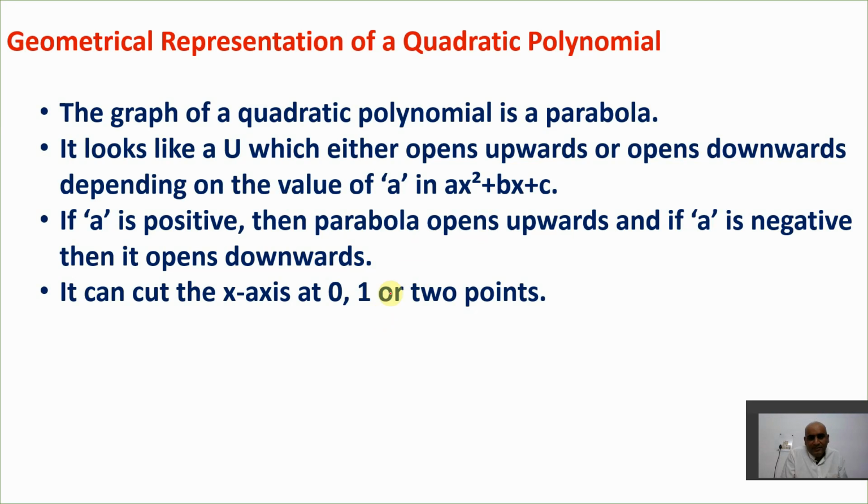If I take an example of a quadratic polynomial, let's say 3x square plus 4x plus 2. This is a quadratic polynomial. In a quadratic polynomial, the highest degree is always 2. Here, the highest degree is 2.